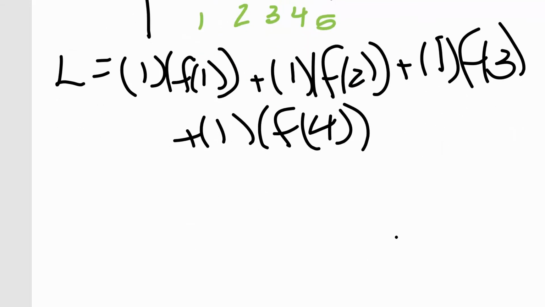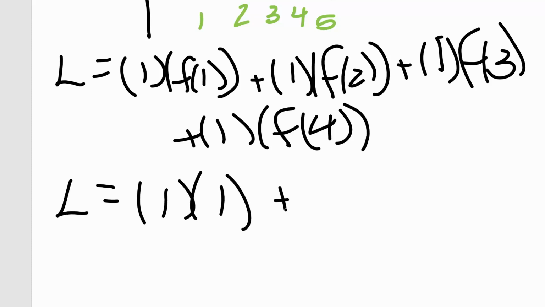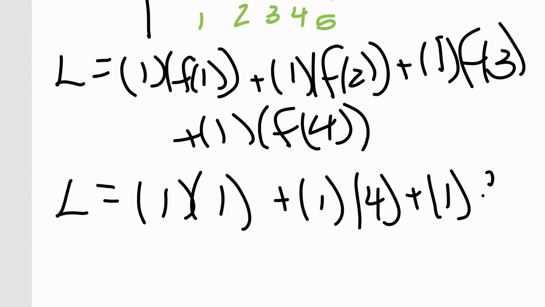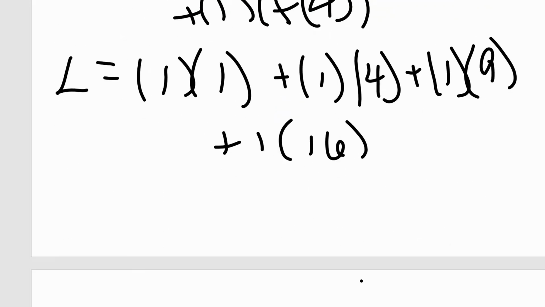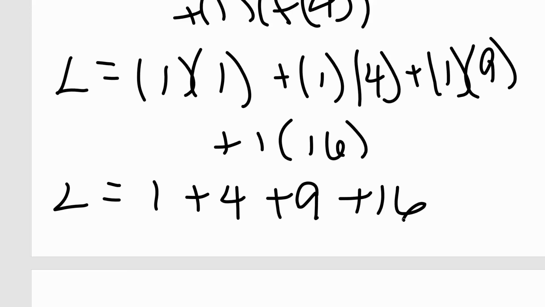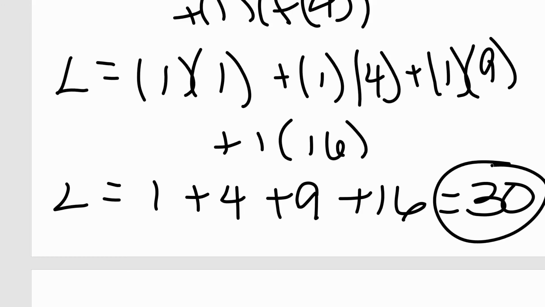So that means I want to plug 1 into my function, then 2 into my function, and so on. So my lower sum is going to be 1 times 1 squared is 1, plus 1 times 2 squared is 4, plus 1 times 3 squared is 9, plus 1 times 4 squared is 16. Again, 1 times anything is itself. So that gives me the lower sum is 1 plus 4 plus 9 plus 16, which gives me a total of 30. That is my lower sum.